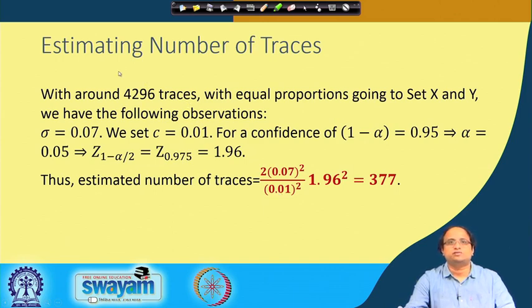We observe here around 4296 traces with roughly equal proportions going to set x and set y. For our analysis, we have discarded some cases where there were aberrations, and a few cases where we had inequality in these two sets. Finally, we have two sets with roughly the same number of samples, and sigma turns out to be 0.07. Again, sigma was not exactly 0.07, so we approximated by the average, as they were almost the same.